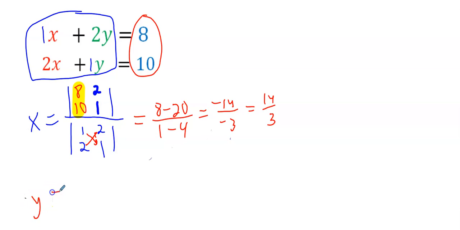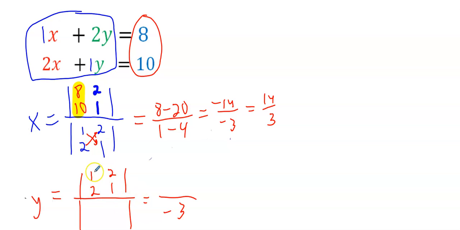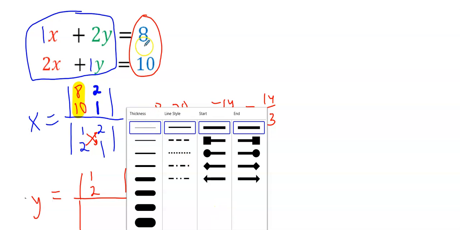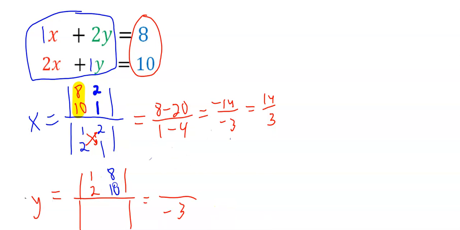Okay, so y is also a big fraction. In the denominator, it's the same numbers. It's the coefficient. I'm not even going to write it. It's just negative 3, right? We simplified that. We've got it. In the numerator, it's the same as the denominator. 1, 2, 2, 1. But we're going to erase these two because now the y values are on the right up there. I'm going to replace them with this 8 and 10. So 8 and 10 replace those y value points. I'm kind of highlighting the ones I'm replacing.